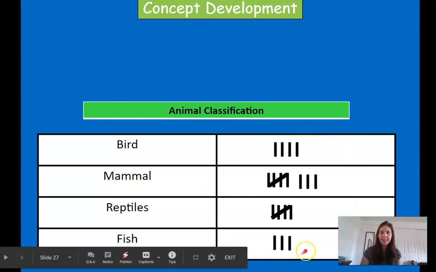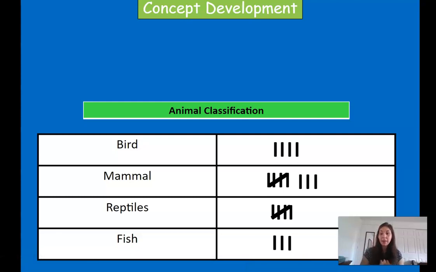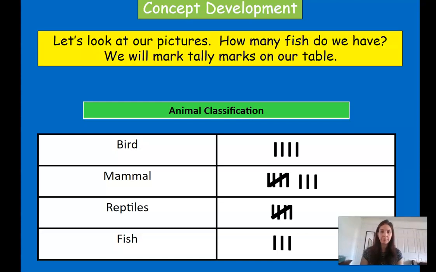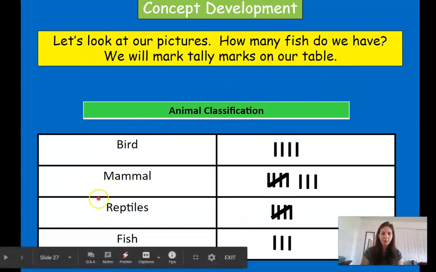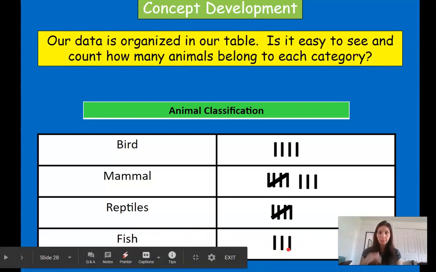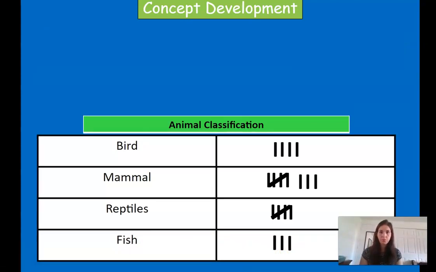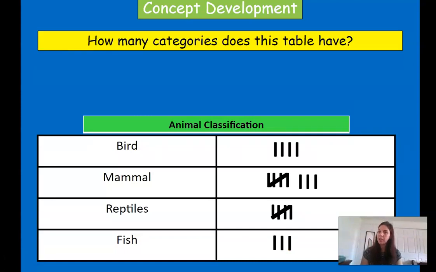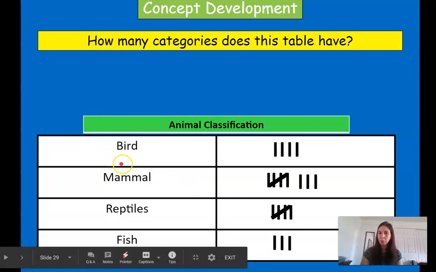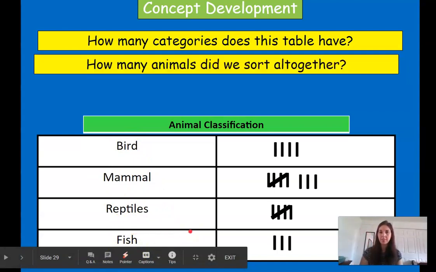So when we're looking at this data, I can already see which one we have more of, which one we have the least amount of. I could see all this information by looking at this data in our table. How many fish do we have? Okay, so I look down here, fish, I go across, 3. We have 3 fish. So how many categories does this table have? We have 1, 2, 3, 4. This table has 4 categories.